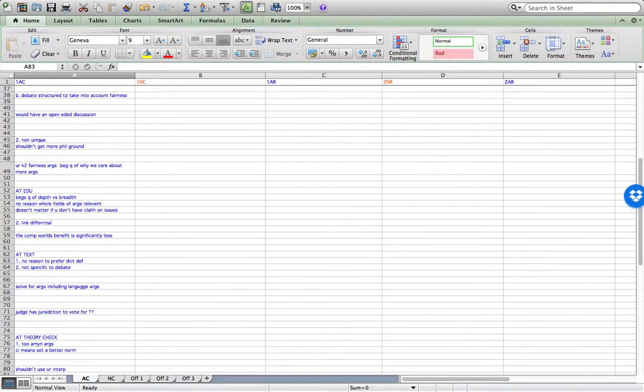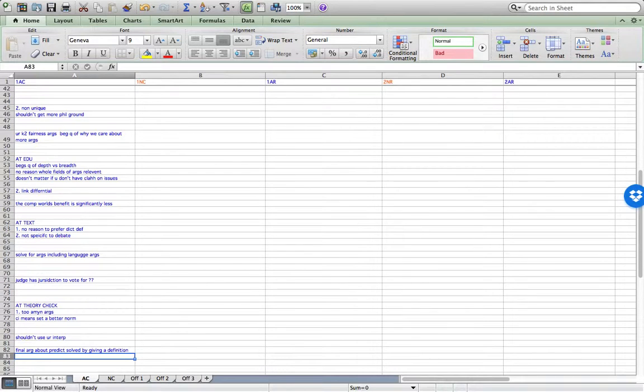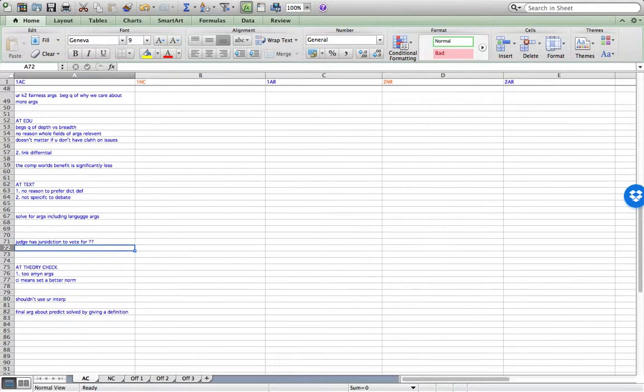In terms of line by line, I'm not really getting your responses to jurisdiction. The jurisdiction was that one, this is perfectly denied. Judges vote for arguments outside of jurisdiction all the time. And second, a judge has the jurisdiction to vote for that definition if it's more fair and educational than your definition, which means that jurisdiction begs the question of fairness versus education.